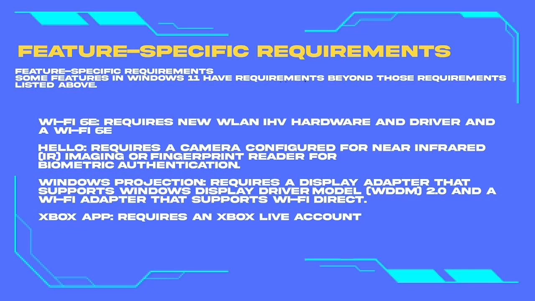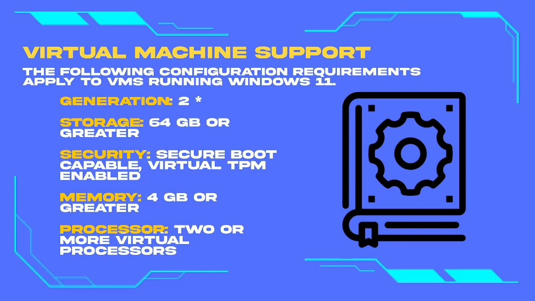Then Wi-Fi 6E requires new WLAN IHV hardware and driver, and a Wi-Fi 6E capable AP router. Windows Hello requires camera configured for near infrared or IR imaging for authentication. Wireless projection requires a display adapter that supports Windows Display Driver Model or WDDM 2.0 and a Wi-Fi adapter that supports Wi-Fi Direct. Xbox app requires an Xbox Live account which is not available in all regions.